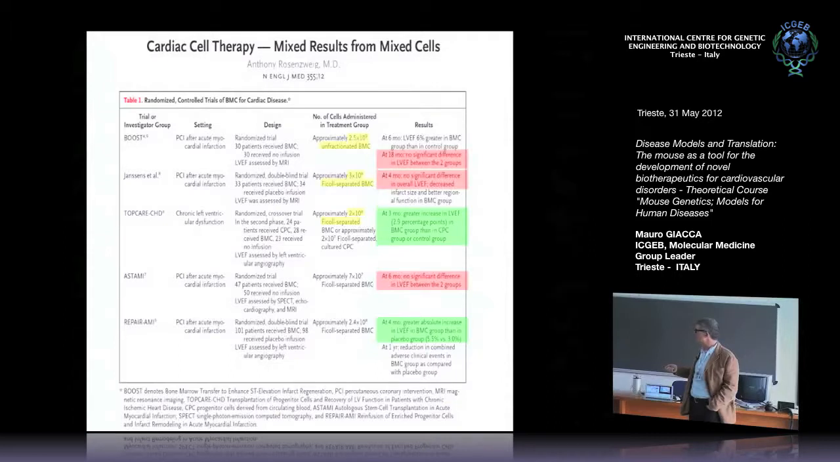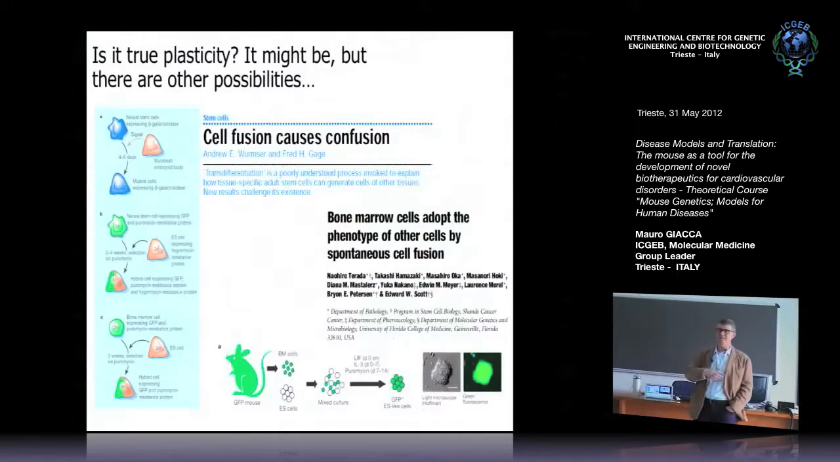Those who give a difference show just a small difference in performance of the heart seen by echocardiography, which is a very subjective way of measuring cardiac function, and with a few percentage points, which probably in clinical terms means nothing or close to nothing. At the same time, people tried to reproduce these first experiments of transdifferentiation of stem cells from the bone marrow, or plasticity of bone marrow cells, as you want to call them, and these results failed.